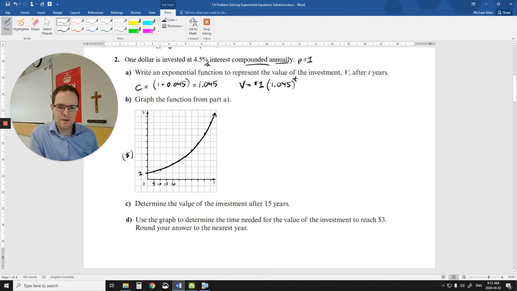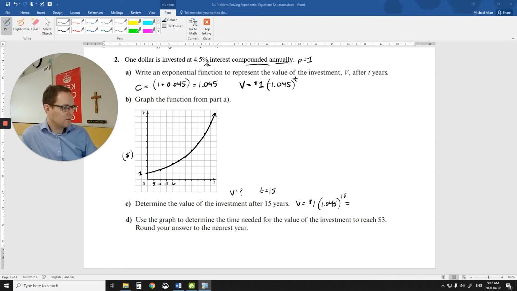Cool, looking pretty good. What's the value of the investment after 15 years? So question C, they're just looking for the value when t, in this case, is equal to 15. Okay, so I'm just going to plug it into my equation. V is equal to $1 times 1.045 raised to the power of 15. I'm going to go over to my calculator here and just punch that in. So 15, oh, I had that number before actually. $1.94, so 93.5. Okay. Not a very good investment. You only invested $1 anyway.